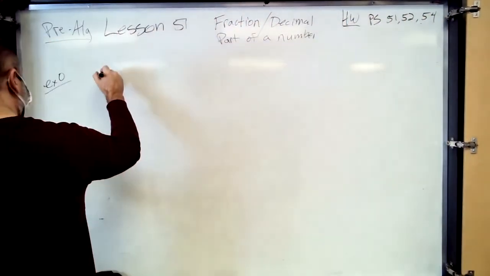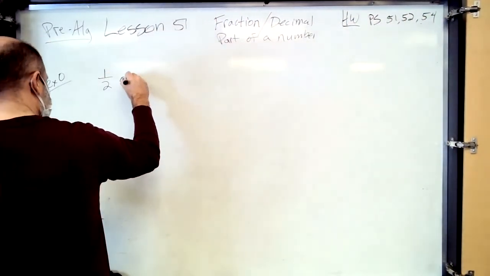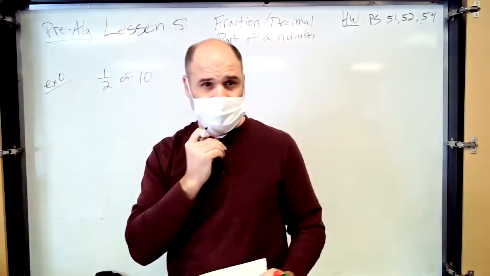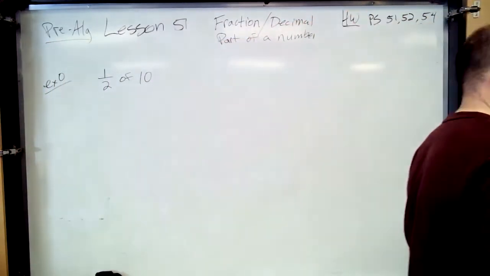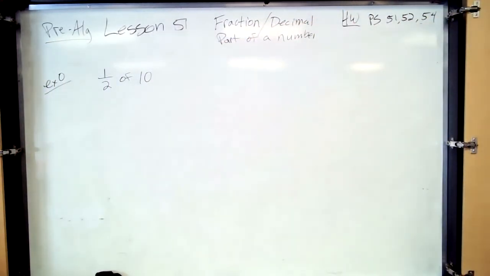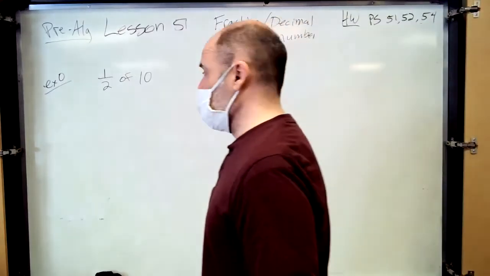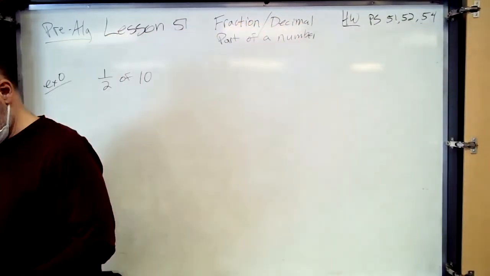Okay. First of all, what's one half of 10? Why is it example 0? Because it's not really an example yet. So it's not example 1 in the book. They do a problem before the first example. This is the problem.